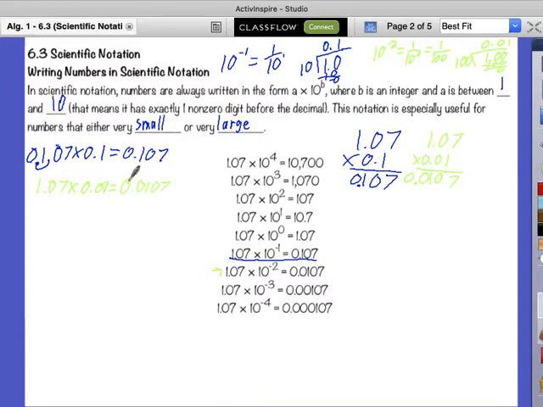0.0107. How many places did we really move this decimal this time? 2. But as you move it the second time, you have to add a placeholder there because there wasn't one. Are we seeing this pattern? Yes. Okay. So with the negative exponents, we just keep getting one decimal place smaller.